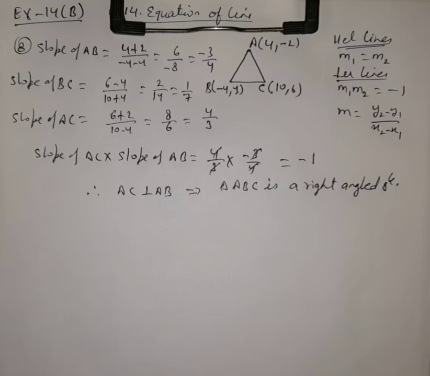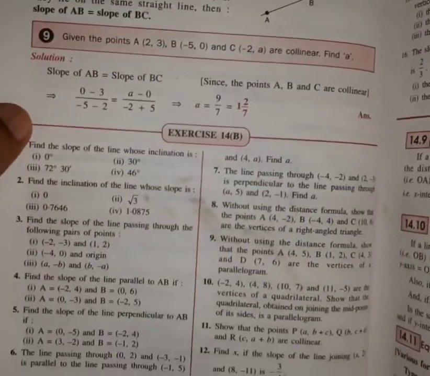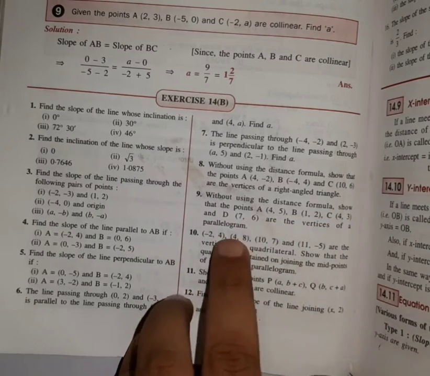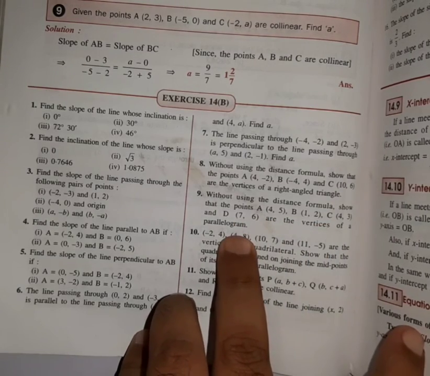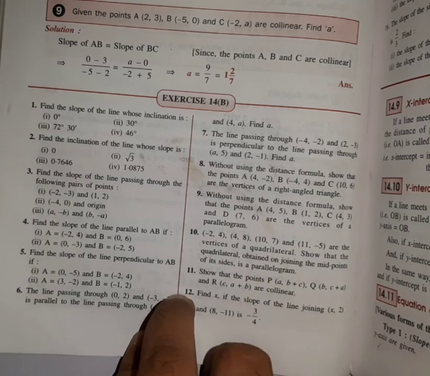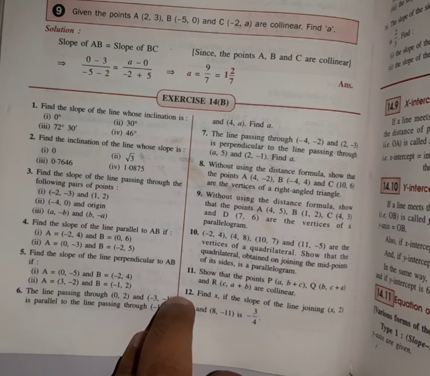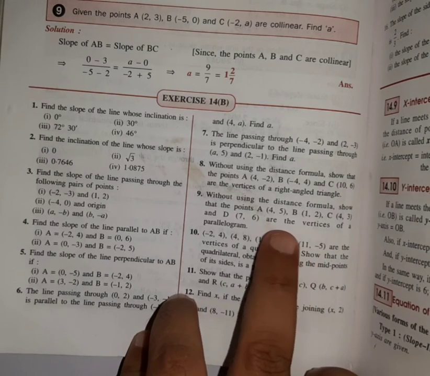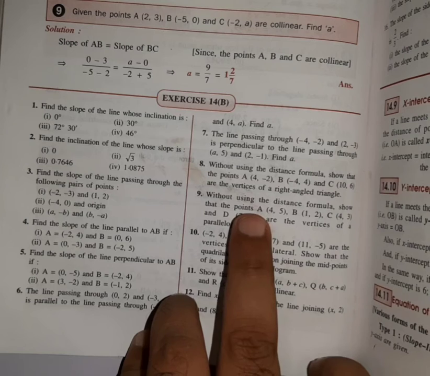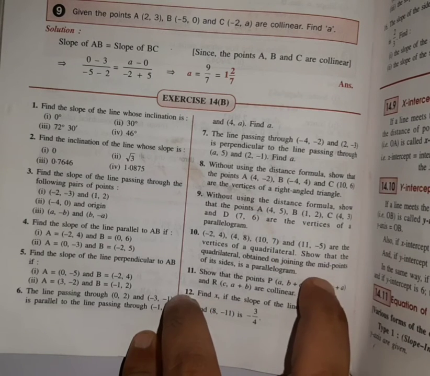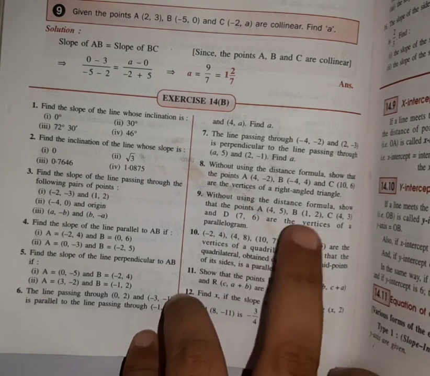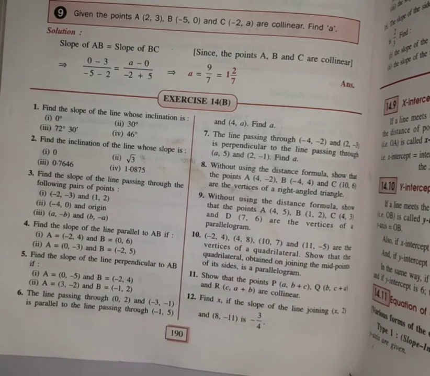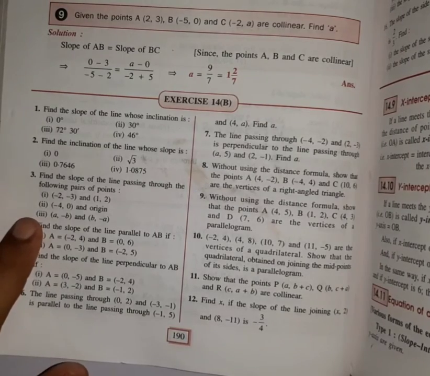Similarly, in the next question, question number 9, question says, without using the distance formula, show that these points are the vertices of a parallelogram. So for the parallelogram, we know that the pairs of opposite sides are parallel to each other. So here we will draw a parallelogram and then we will see the slope of AB will be equal to slope of CD, and similarly slope of BC will be equal to slope of AD. So in this way you can prove this.